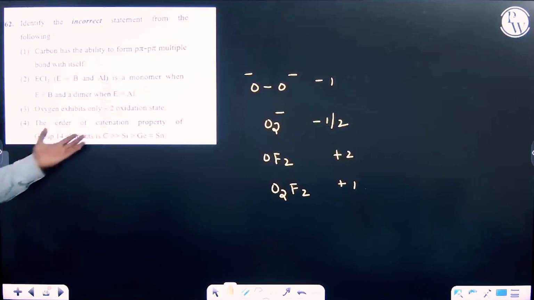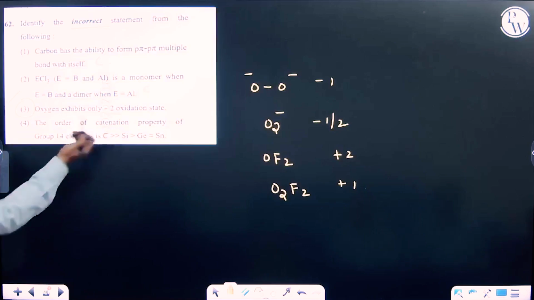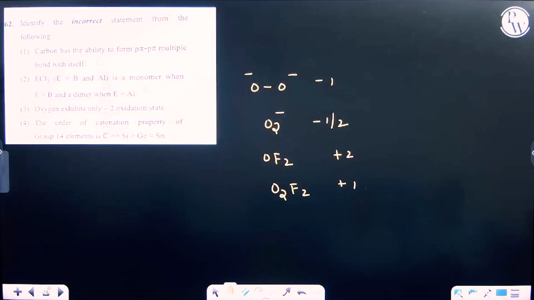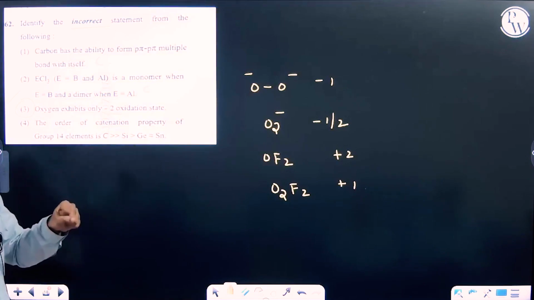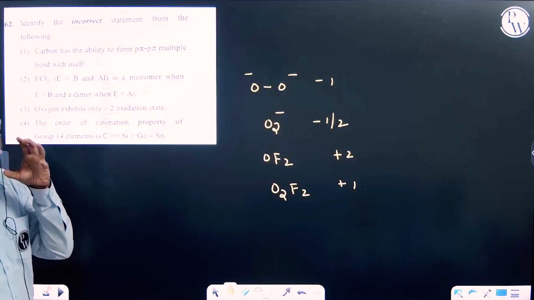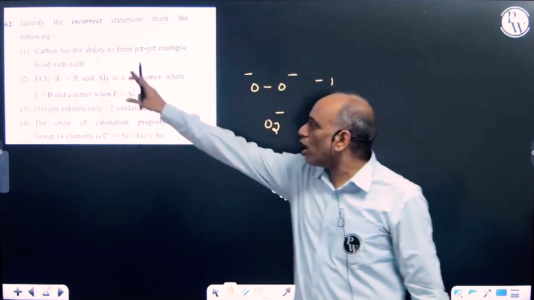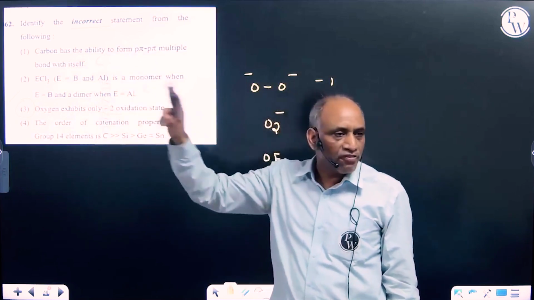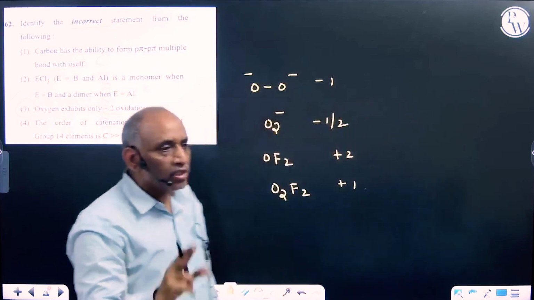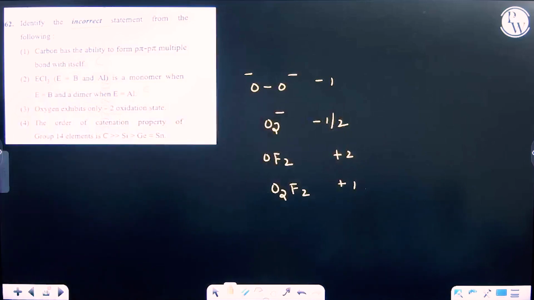The other one, the order of catenation property: as you are aware, as you move down, with an increase in bond length, the strength of the bond will decrease and hence catenation tendency will also decrease. So this is a good inorganic question. People will fear taking inorganic chemistry with a preconceived mind that it demands memory. No option demands memory. Every option you can think logically and answer the questions.